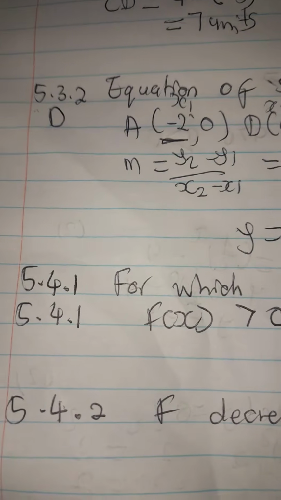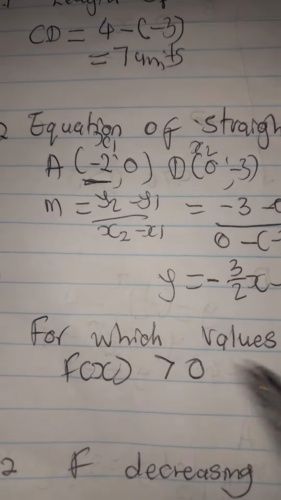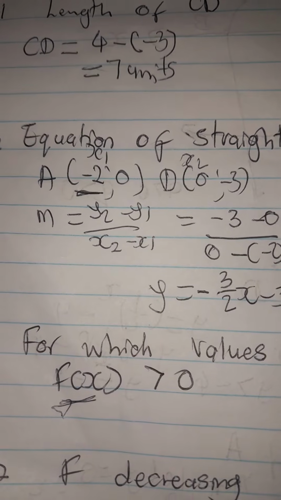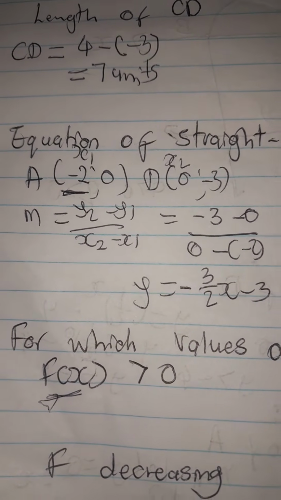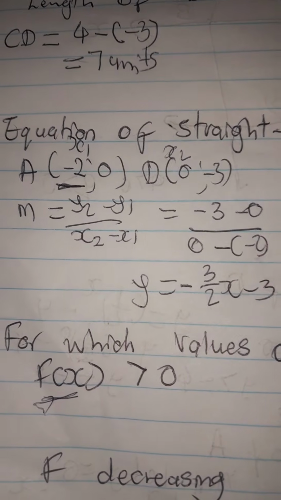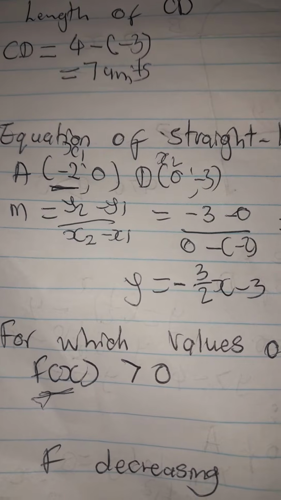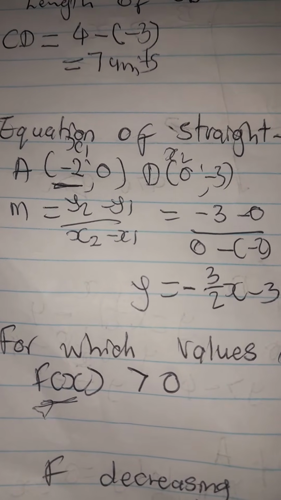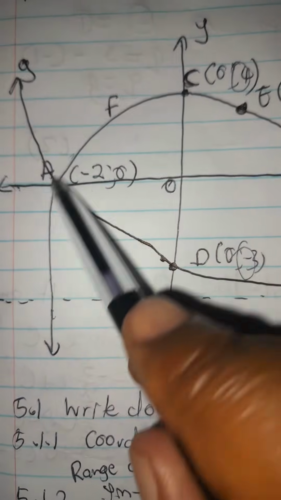Then we are at 5.4.1: for which values of x is f of x greater than 0? This notation implies that we are going to look at where the graph of f is above the x-axis. That's what it means. But in this case, we can see that our graph was a sad face, so that means the graph was not going above. But let's go there and see. By the look of things, we can see that the graph is going below.